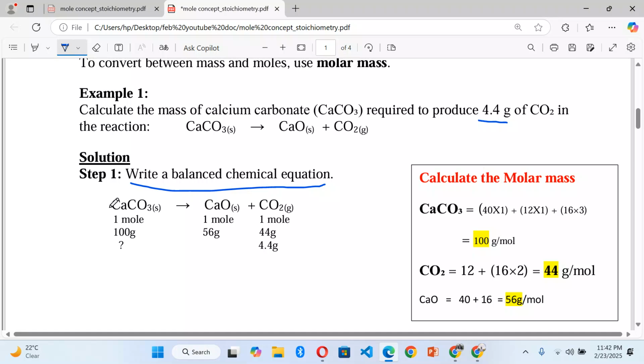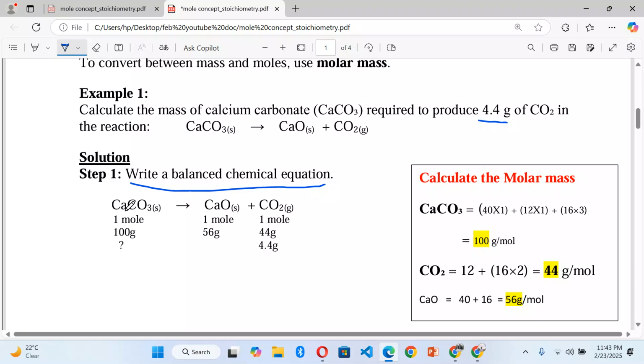And since the coefficient of calcium carbonate is 1, it means that 1 mole of calcium carbonate decomposed to produce calcium oxide, whose coefficient is 1, which means 1 mole of calcium oxide and 1 mole of carbon dioxide gas. Now, we recall that 1 mole of any given substance is equal to its molar mass. We looked at that also. Now, on the side work here, I have calculated the molar mass of different substances: one for calcium carbonate, one for carbon dioxide gas, and one for calcium oxide.